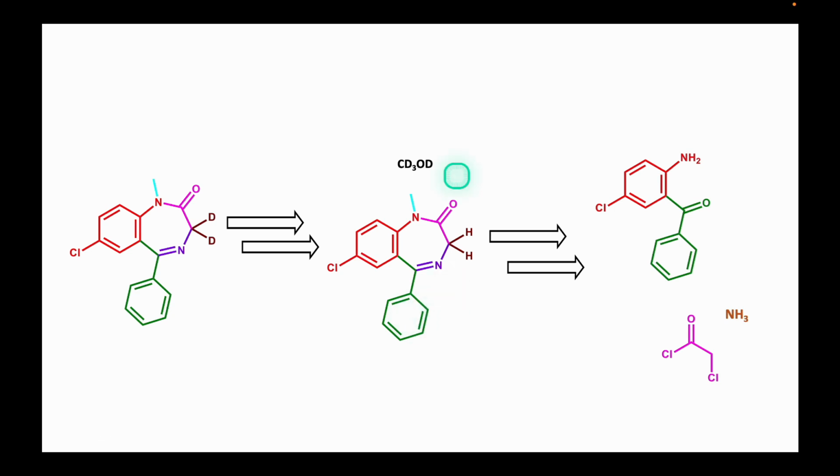The retrosynthesis of di-deuterated diazepam involves considering unlabeled diazepam as the primary precursor and fully deuterated methanol as the deuterium source. The unlabeled drug, for its part, is prepared from commercially available raw materials, as we will see later.